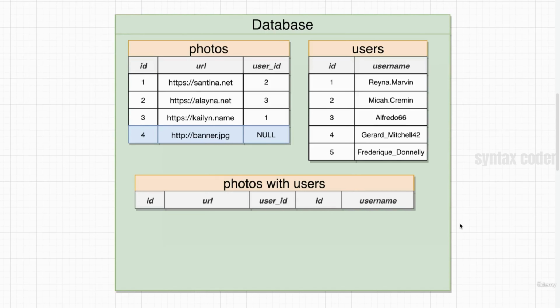Here's what we're going to do. We're going to add in a new photo with maybe a URL of banner.jpg and a user ID value of null. That's the trick right there. We're going to put in a value of null. A value of null means no user owns this record. No user posted this photo. Now, in a real photo sharing application, would this ever occur? Well, possibly. It's entirely possible.